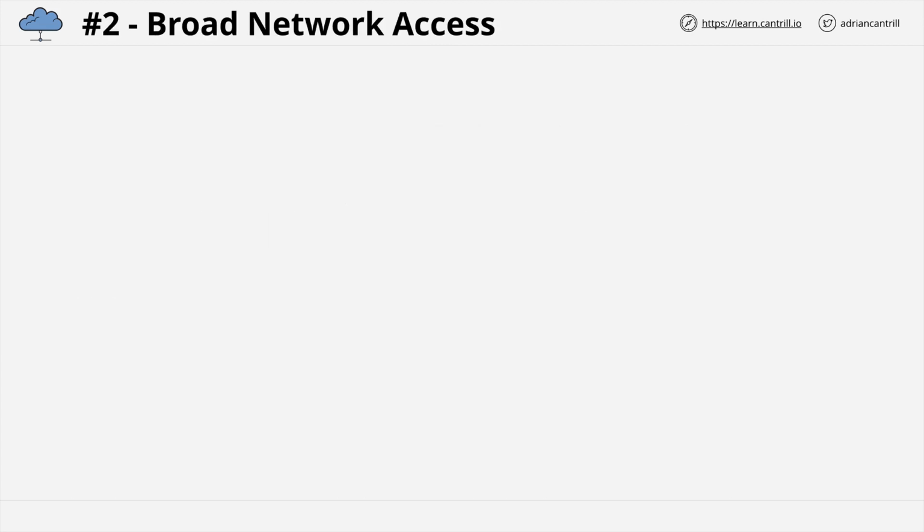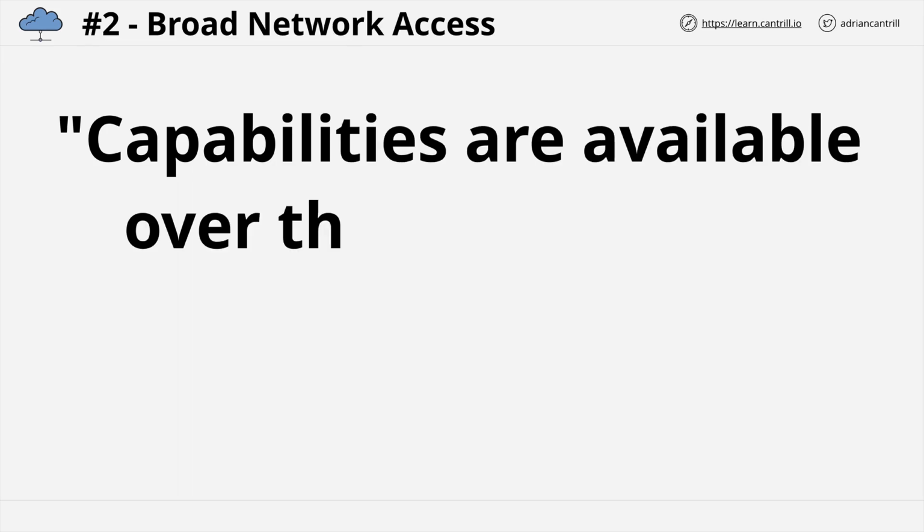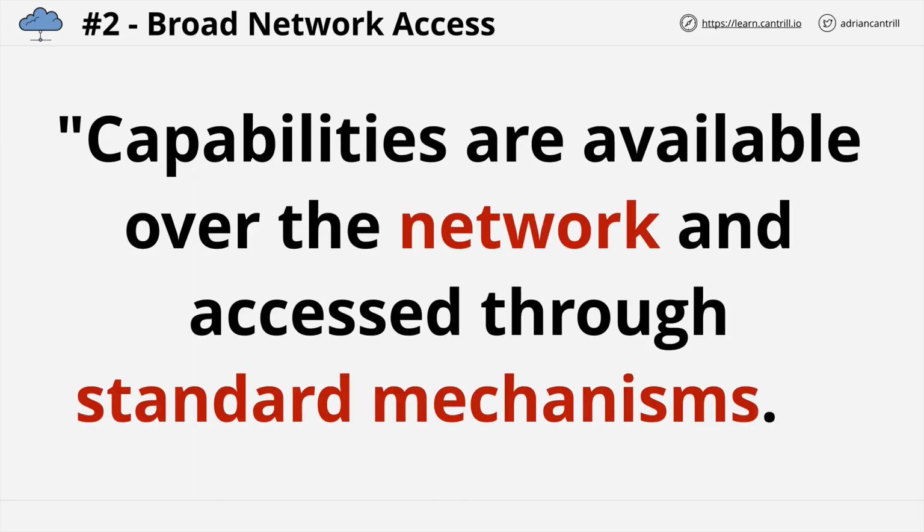Let's move on to number 2, which is broad network access. Now, NIST defines this in a fairly wordy way as capabilities are available over the network and accessed through standard mechanisms that promote use by heterogeneous thin or thick client platforms, and it gives examples of mobile phones, tablets, laptops, and workstations. Now, the NIST wording is somewhat dated. My idea of a simplified version is that capabilities are available over the network and accessed through standard mechanisms. And the key points that I've highlighted are network and standard mechanisms.